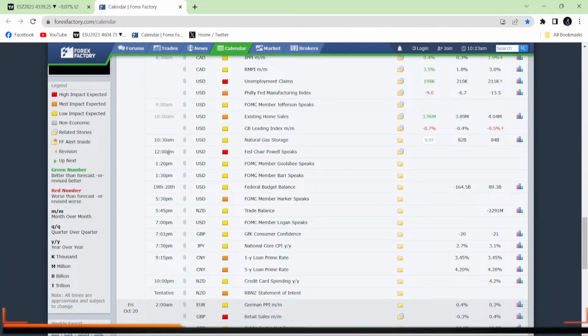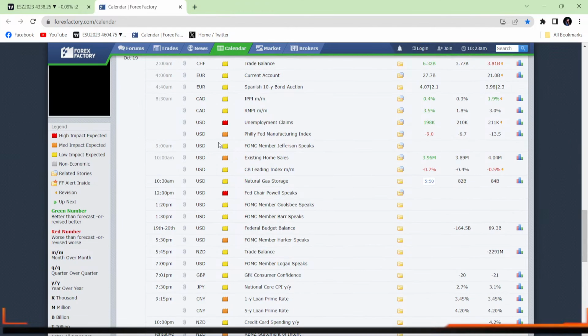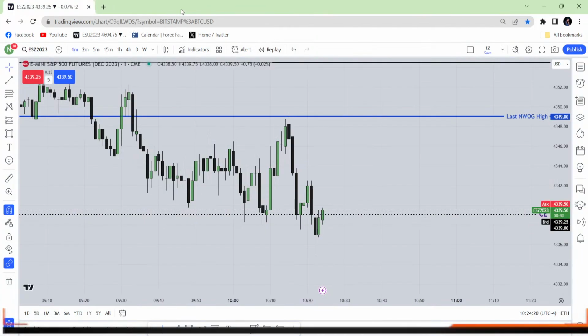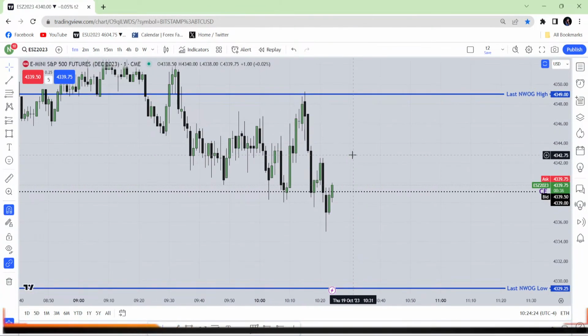Fed Powell at 12 p.m. We have the news at 12. Oh man, if you had reminded me this fast, then I wouldn't have taken this entry on my FTMO. Only $20 profit.